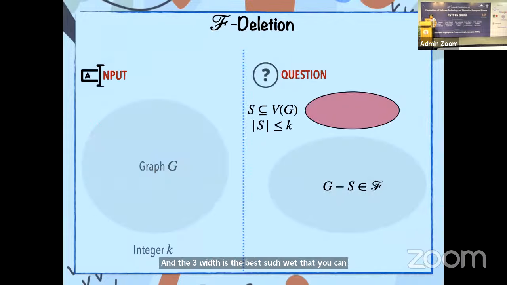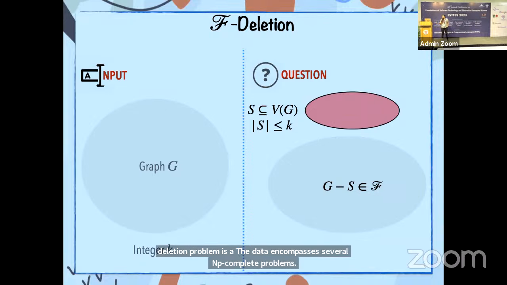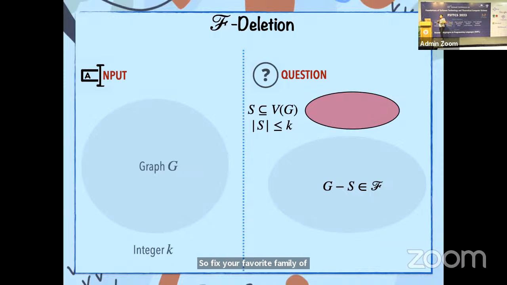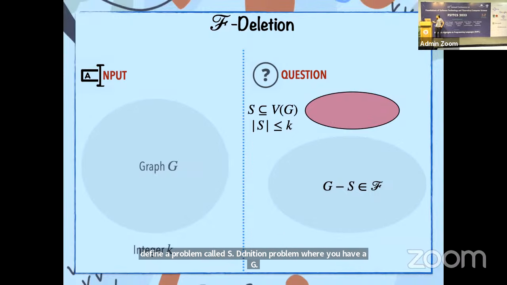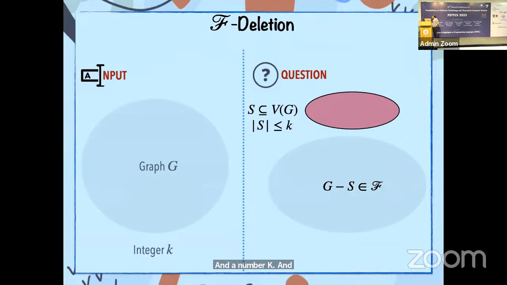Okay. So now let us move closer to the problem that we are considering. F deletion problem encompasses several NP complete problems. So fix your favorite family of graphs F, and you can now define a problem called the F deletion problem, where you have a graph G and a number K. And the question is, can you delete at most K vertices from the graph so that the resulting graph obtained after removing the vertices from S is in your family F? Okay, so that is the F deletion problem.